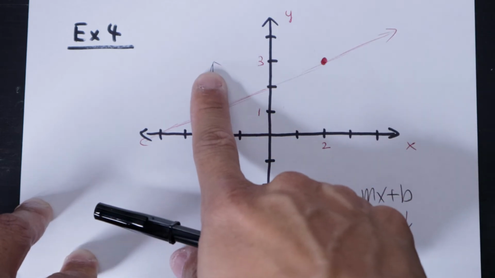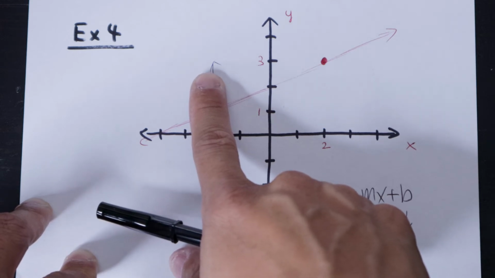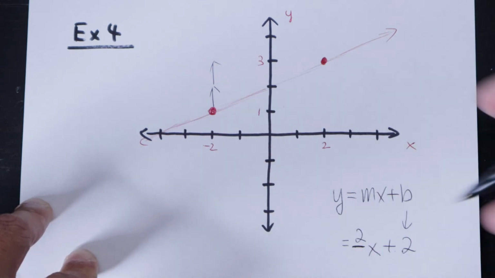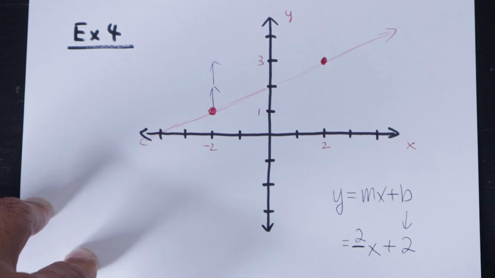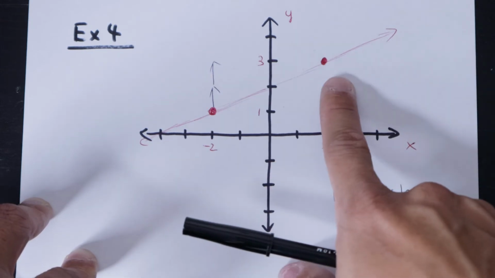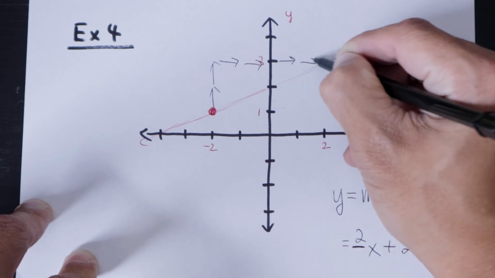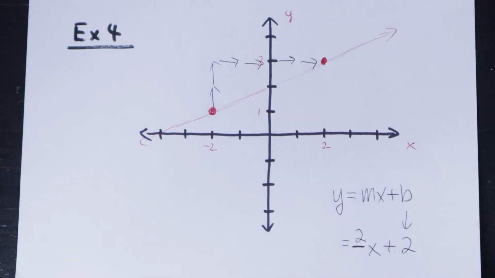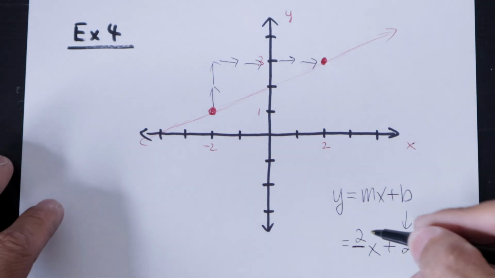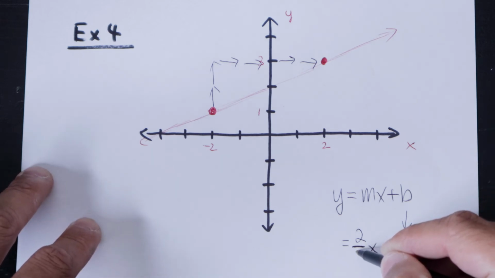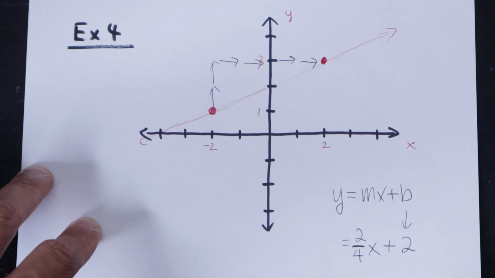And after you go up twice, you're definitely not going to move to the left, but move to the right. And you're going to count how many times you move to the right to get to the other point. So you're going to count 1, 2, 3, 4. So you're going to the right 4 times. Therefore, the denominator of the fraction for the slope is going to be 4.